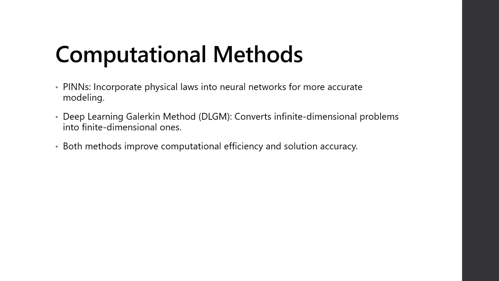For the computational methods, we use physics-informed neural networks to incorporate physics laws into neural networks for more accurate modeling. Also, we use the deep Galerkin method to convert infinite-dimensional problems into finite-dimensional ones. Both methods improve computational efficiency and solution accuracy.